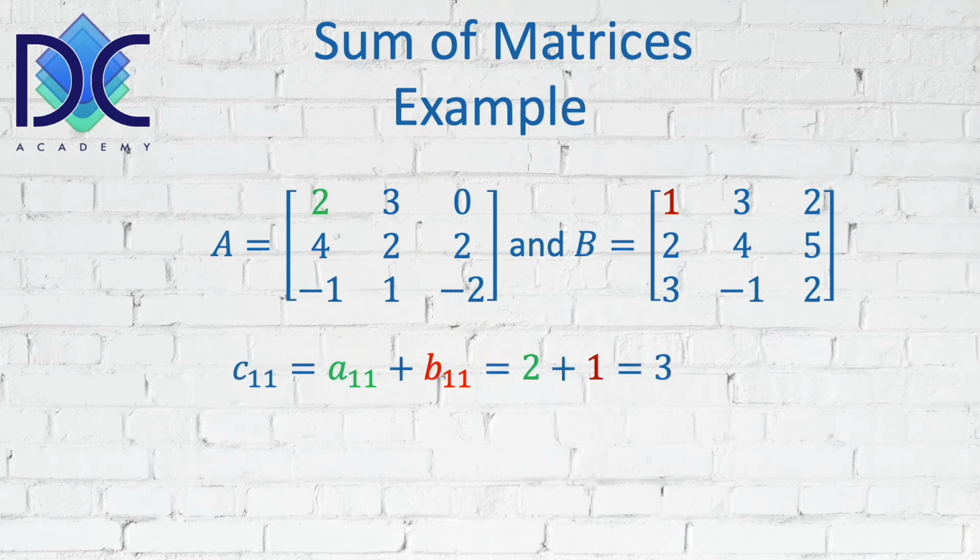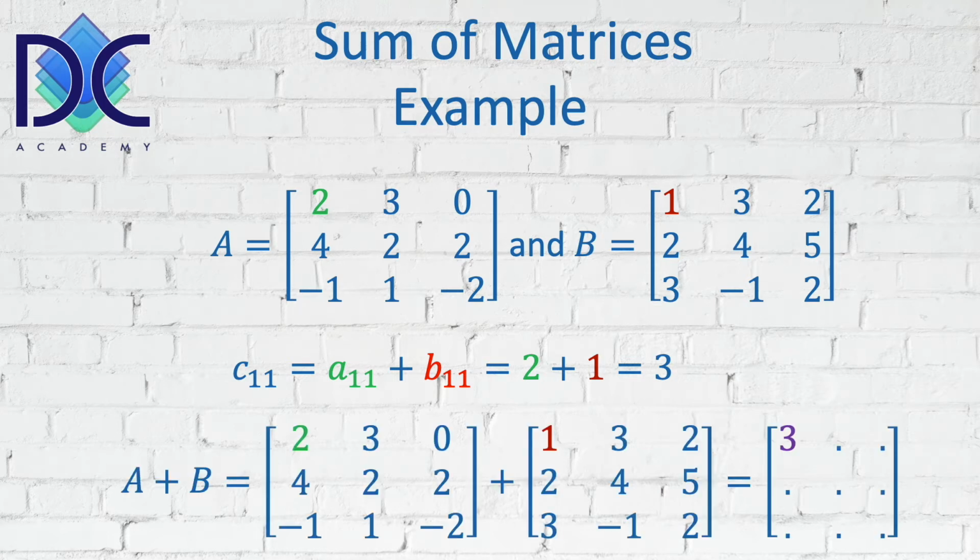For the first element, C11, I can say it's A11 plus B11, i being 1 and j being 1. So it's the first element in the first row and the first column, which gives us the result of 3. And when we put it there, we see 2 plus 1 is 3. We can do the same for the second element. 3 plus 3 will be 6, and so on. Now you can stop the video here and complete the calculations at your own pace, and then come back to the video and compare your result with what we have found here.